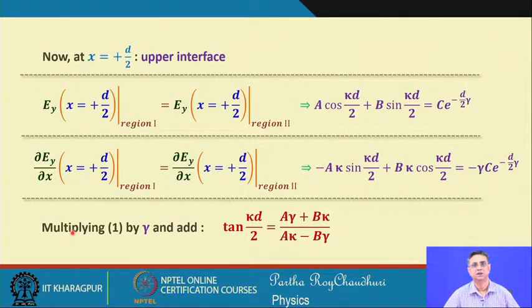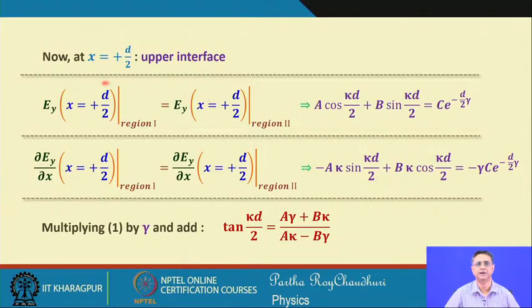equations, multiplying 1 by gamma, you just have to multiply 1 by gamma, then this quantity and this quantity will be the same, but with a difference of minus sign, and if you then add, you will end up with this condition: tan kappa d by 2 equal to (a gamma plus b kappa) by (a kappa minus b gamma), which is a very well known equation.